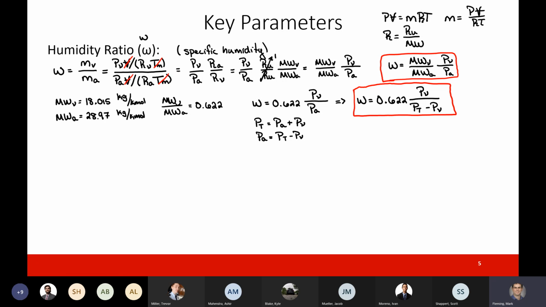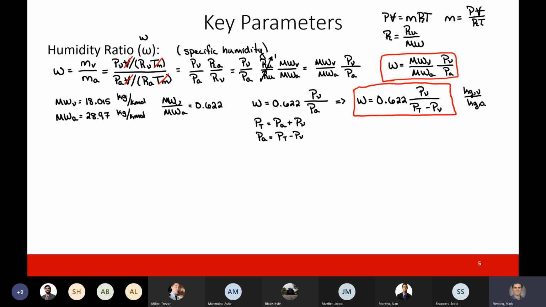Now, when we talk about humidity ratios, there's one extra thing that I wanted to point out. Because it is a ratio of a mass of the vapor per mass of dry air, the standard units in SI will be a kilogram of the vapor divided by a kilogram of dry air. In English units, it would be pound mass of the vapor per pound mass of dry air. So that's generally the standard accepted way of doing this.